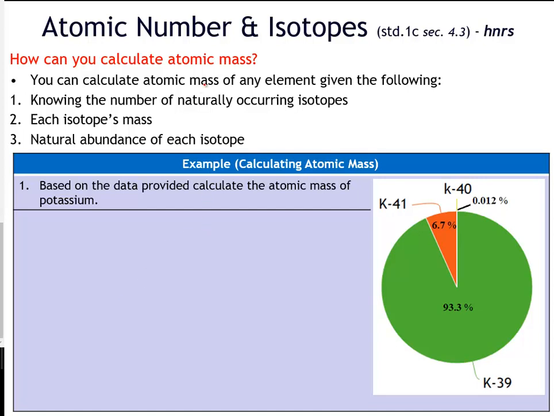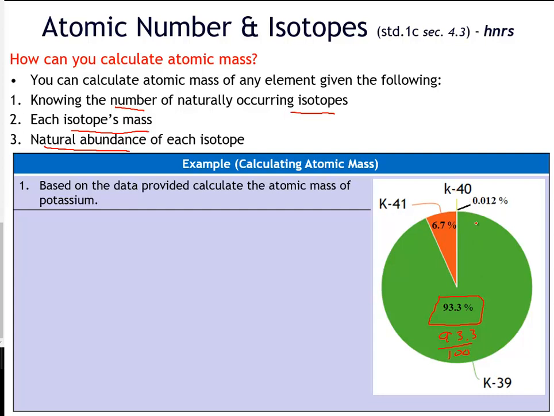So, a recap. To calculate atomic mass, we first need to know the number of isotopes that are naturally occurring. Once we know the number, we need to know each isotope's mass. And once we know each isotope's mass, we need to know their relative abundance or natural abundance. So take a look at the example provided of potassium. Potassium is the same example we've been given in the other lectures. The abundance of potassium-39 is 93.3%. As a fraction, this would be 93.3 over 100.